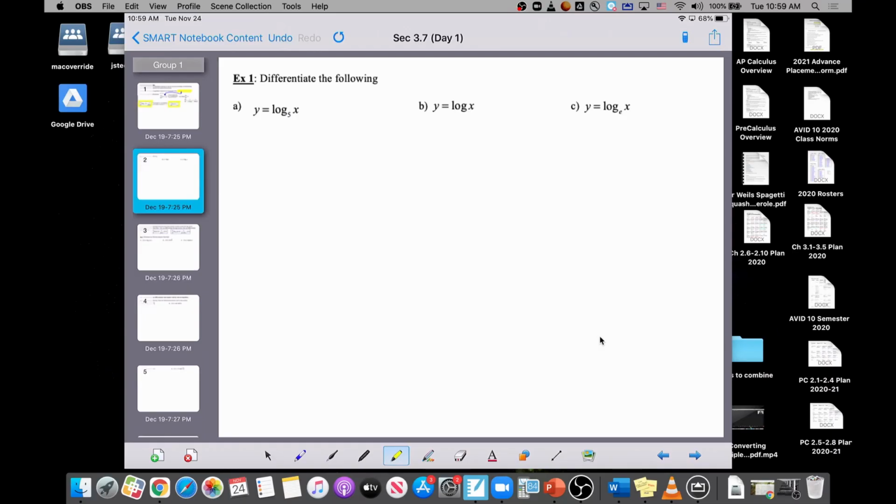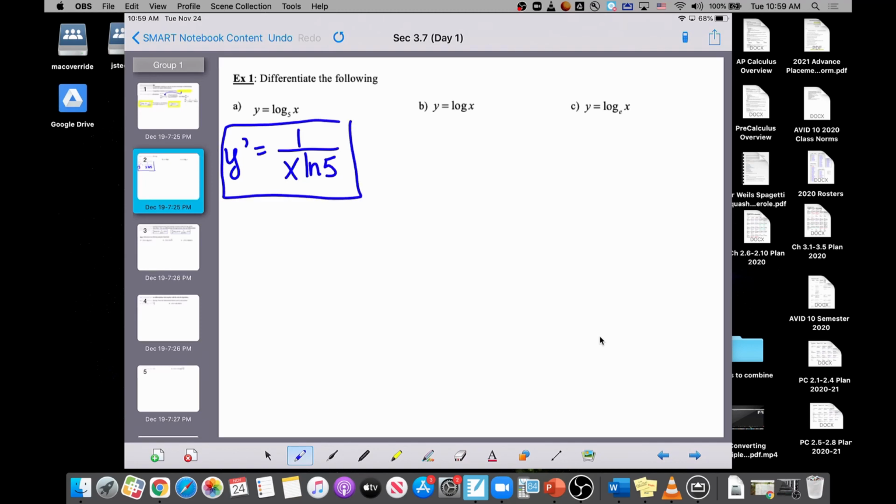So if we want to differentiate the following, these are three very basic examples just so that we can get our feet wet here. So y prime in this case, if we have log base 5 of x, we know is going to be 1 over x times natural log of the base. So in this case, ln 5. And that's it. We're done.